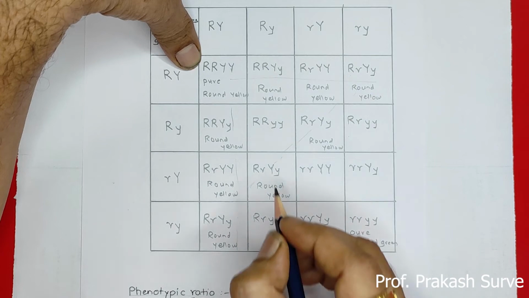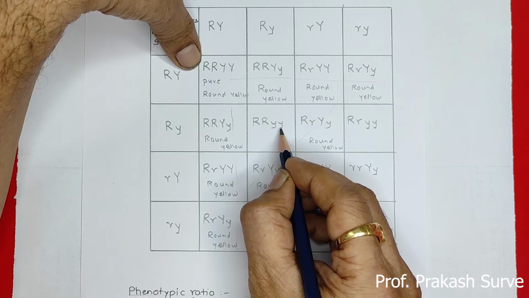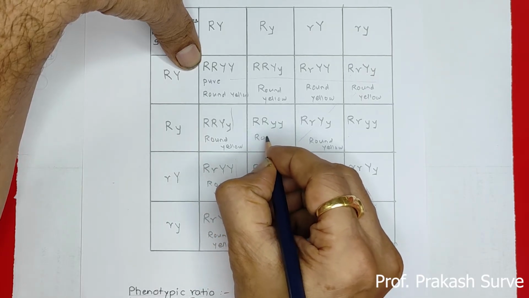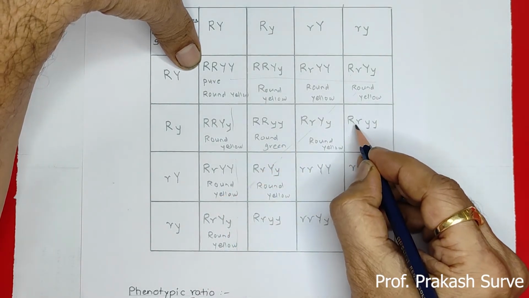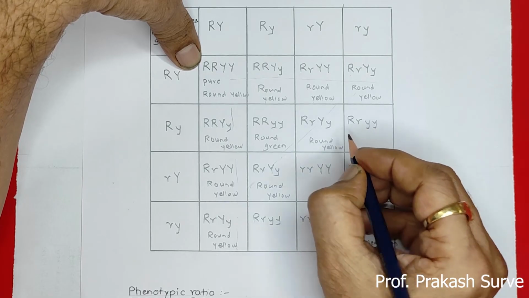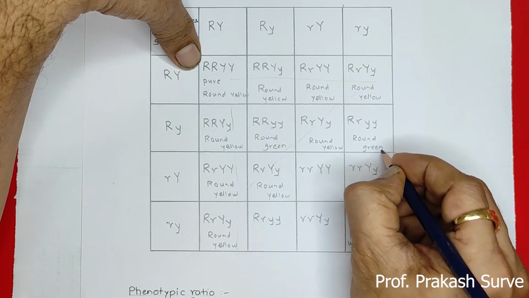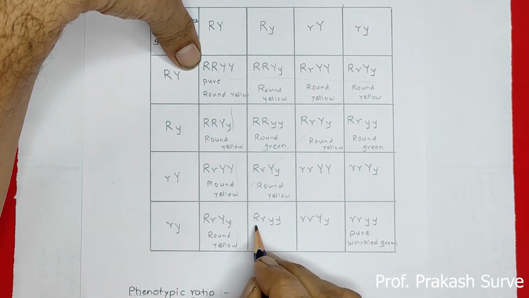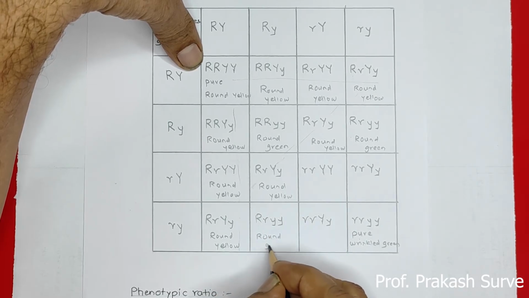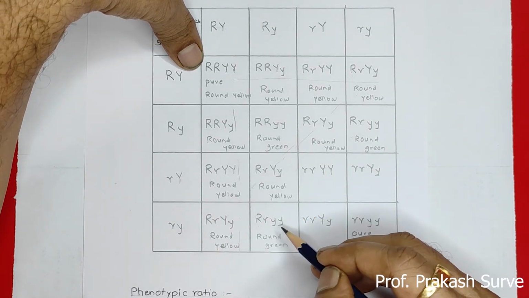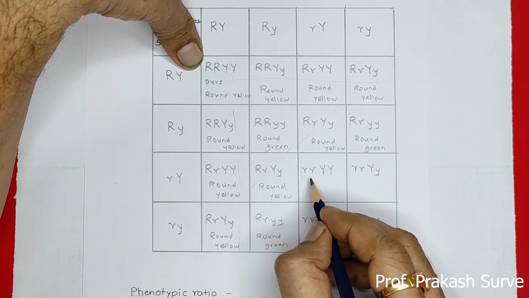Phenotypically, if you observe that, there are 9. Now this is an R. R for the round, and the small y is there. That's why it is round and green. Round and green. So here one capital R is there, so round, and both y small, so round and green. Round and green. Okay. Now here also one capital R is there, both small y is there. Round and green. Okay.